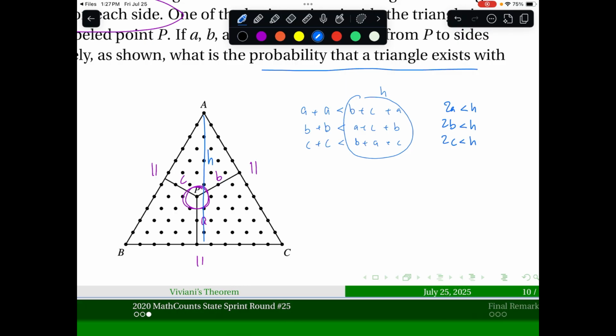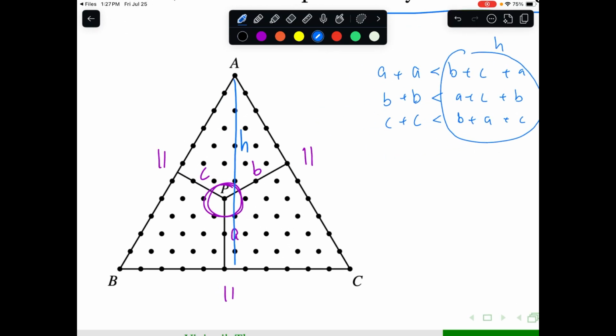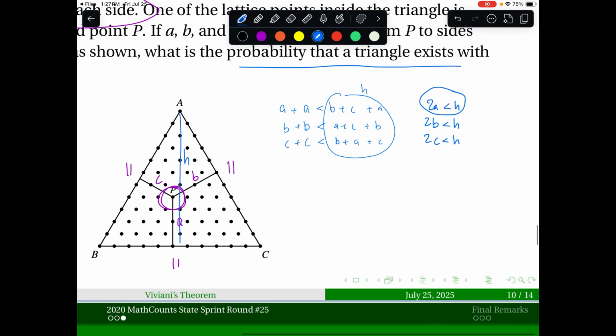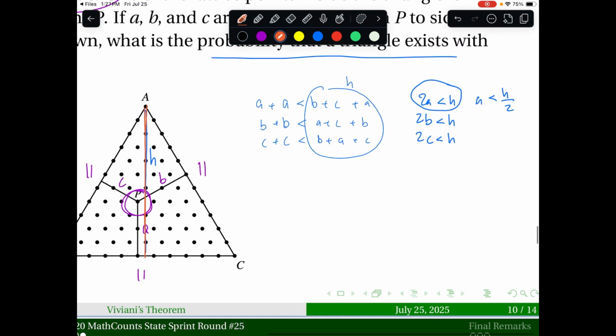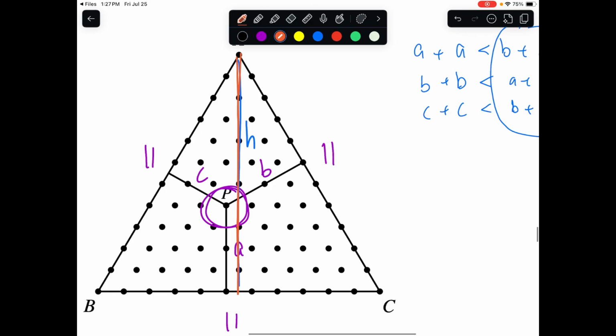Now let's see how we can use this in the figure. Let's say we have this inequality right here. We know this is H, so A is less than H over 2. Looking at this line H here, A has to be at most half of that length. So we can draw the perpendicular bisector of this orange line. It should be somewhere right here, I believe.